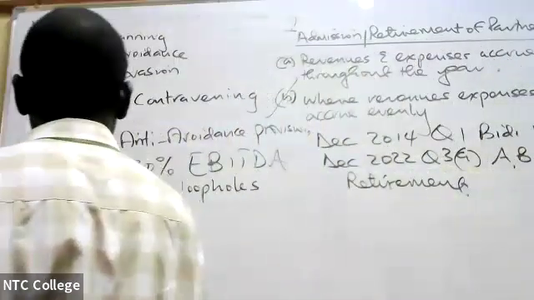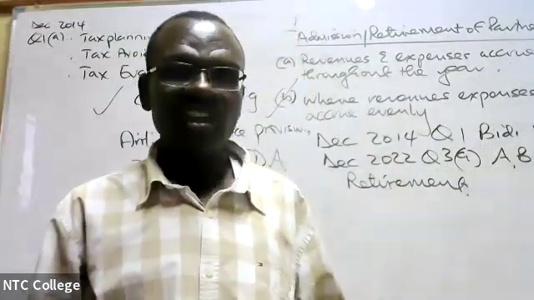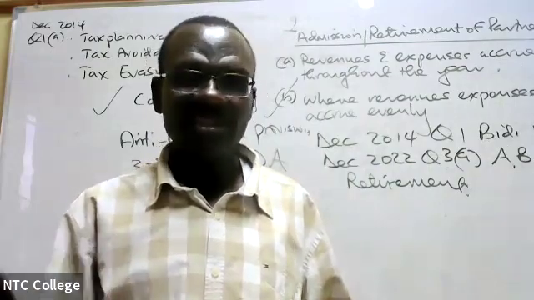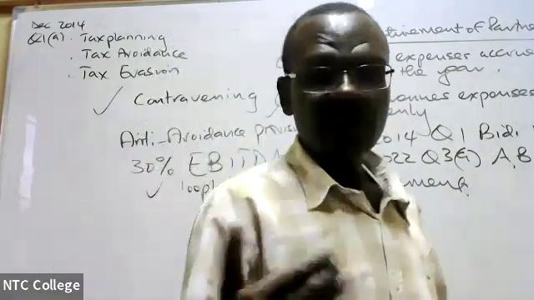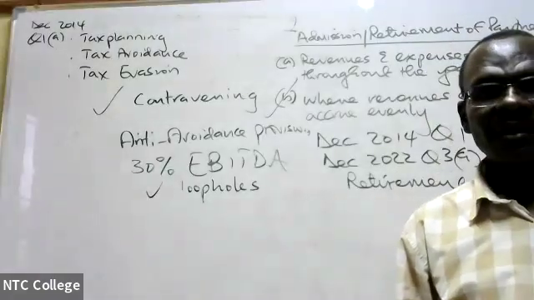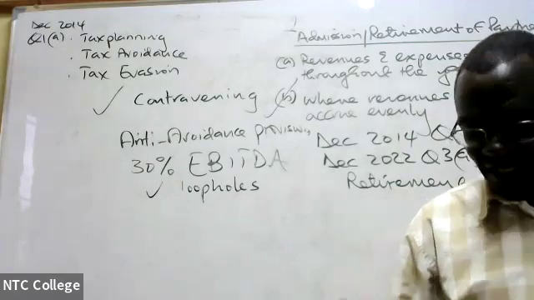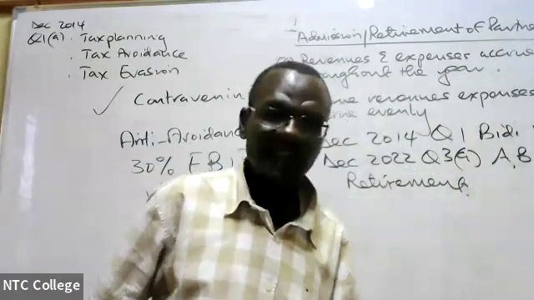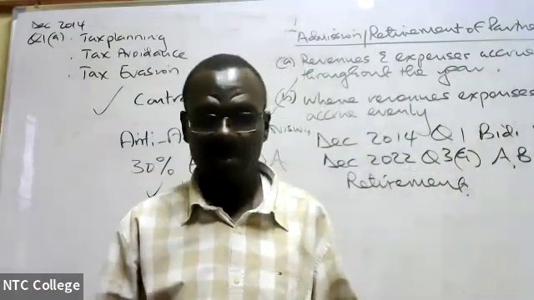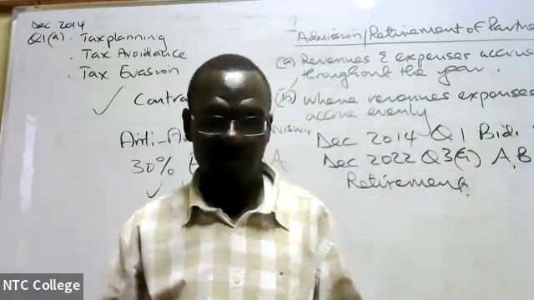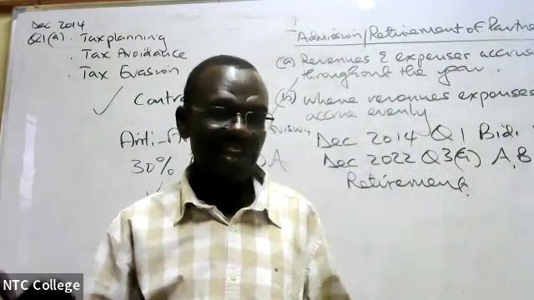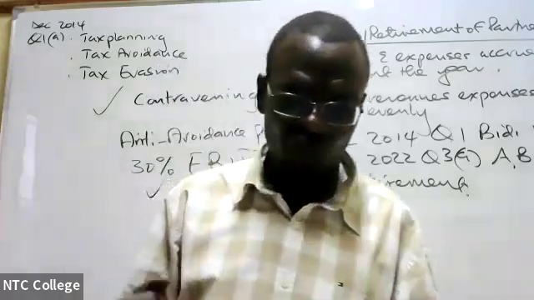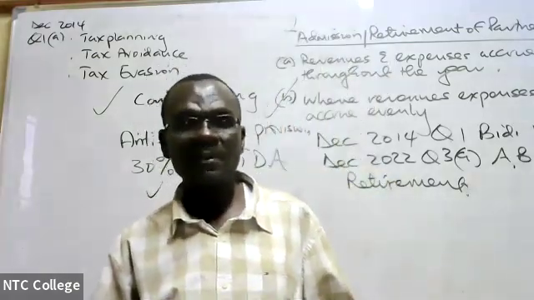Then we look at tax evasion. Tax evasion, we say, this is an arrangement by the taxpayer to reduce their tax burden or liability using illegal ways or means. E.g., we can give examples.